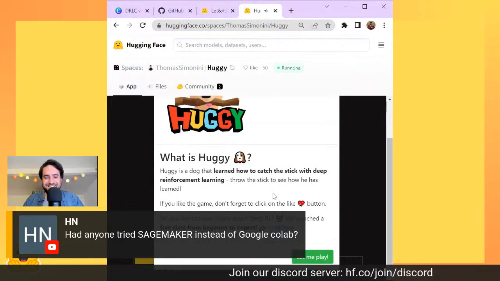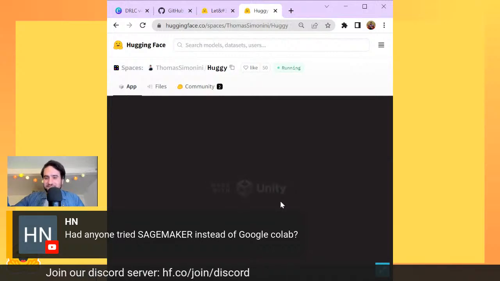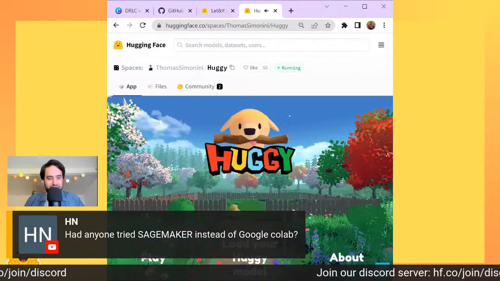I need to do it again, because I lost the stick. It's trying to eat the fence. Normally there was an invisible wall, but I think there is a bug. So yeah, unfortunately I threw it very, very far away.